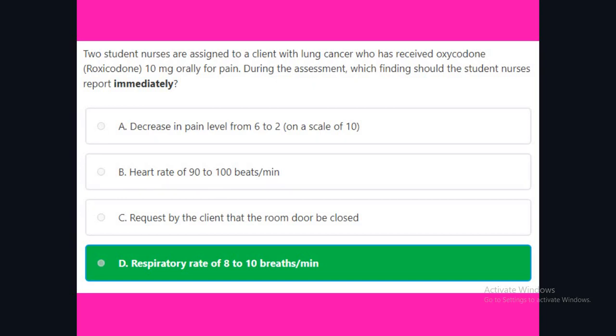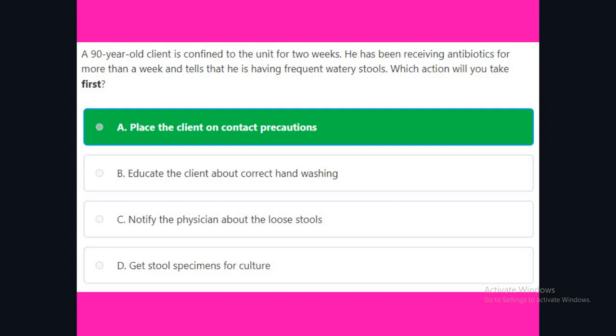Heart rate of 90 to 100 beats, this is okay. With pain, the heart rate increases. A request by the client that the room door be closed, that is okay. Respiratory rate of 8 to 10. Now, if we look at the medication, this is oxycodone, and the unexpected effect is lowered respiratory rate, right? So a respiratory rate of 8 to 10 is low, so this is a priority and should be reported immediately.